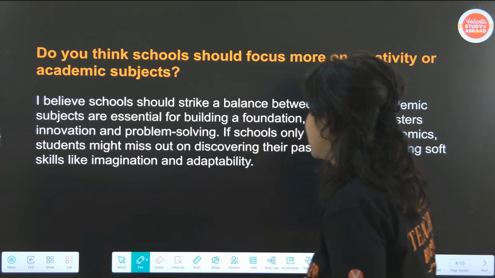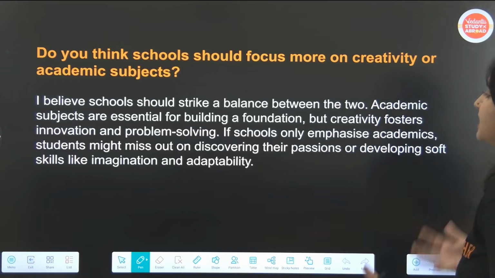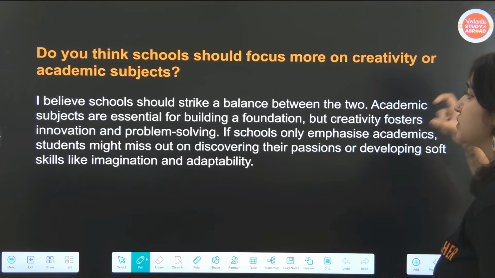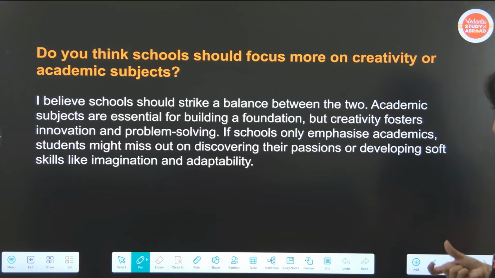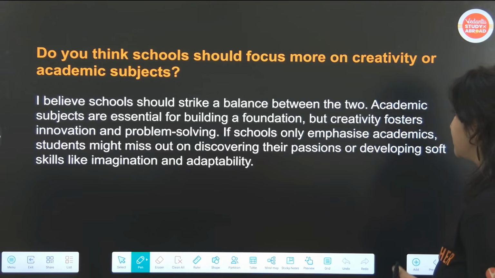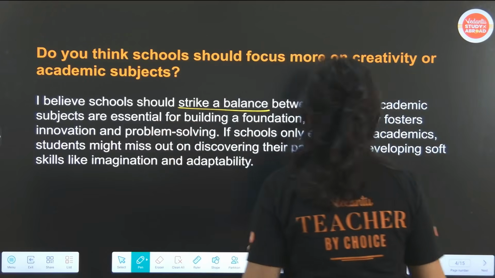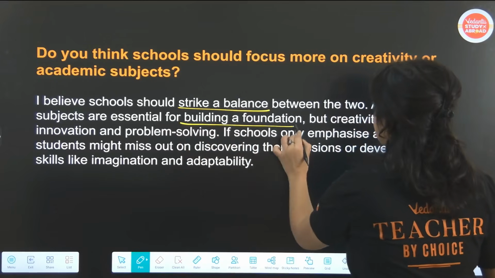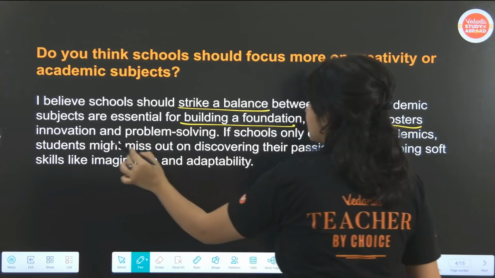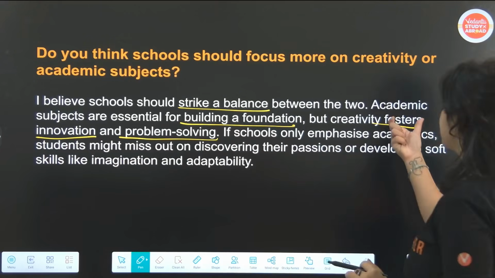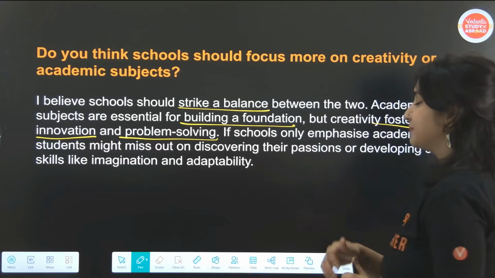It just simply comes down to, do you have the language skills to be able to verbalize these things, right? So here, let's look at the response. I believe schools should strike a balance between the two. Academic subjects are essential for building a foundation, but creativity fosters innovation and problem solving. So again, stuff like strike a balance, building a foundation, fosters innovation and problem solving. Using the word fosters here has really upped the vocab game.